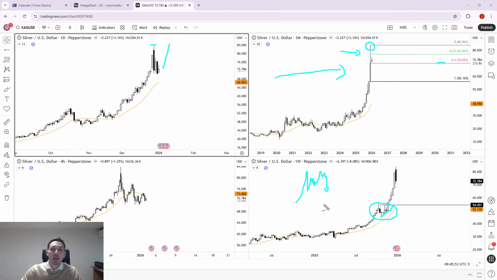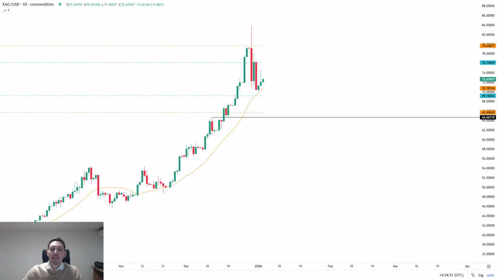So for those reasons, I do still favor long opportunities in silver, but just bear in mind, this market is extremely volatile. If you are buying dips in this, you should probably reduce your position size, because this thing is sometimes moving even 10% in a day at the moment. Looking at the levels in Hedge Dash for silver, we turn oversold next week below the 69.18. This is where we enter the buy zone.